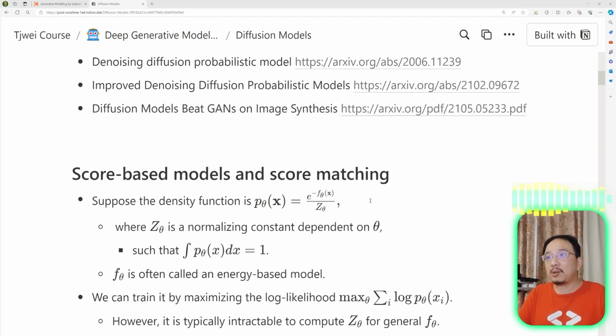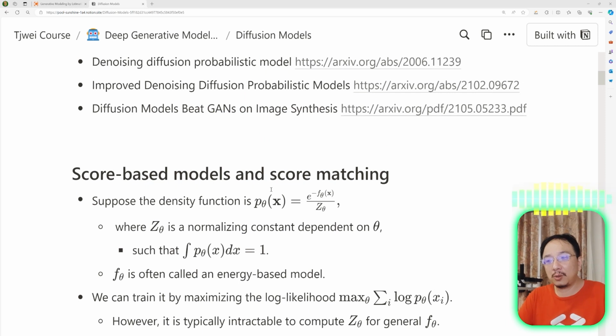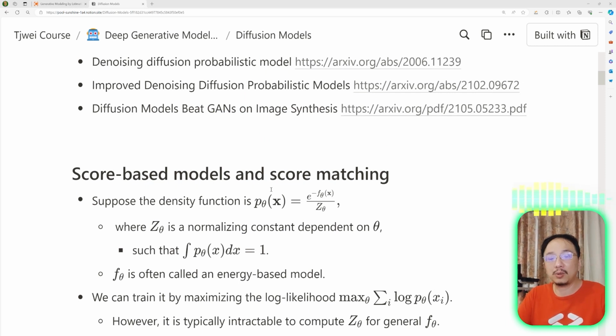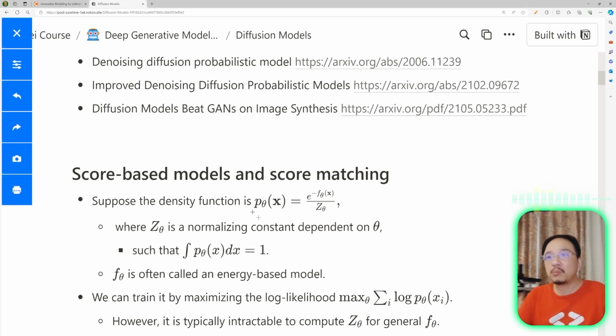So at the beginning, we are still doing the log likelihood modeling. In particular, we model our probability like this. The reason that we do this is that we are modeling our output, our neural network, as f theta. But because this is a probability density function, it has to have non-negative values.